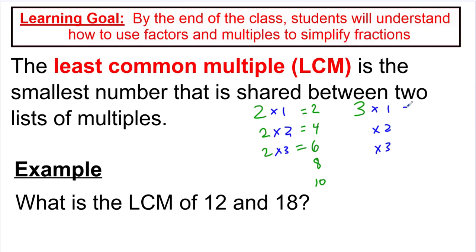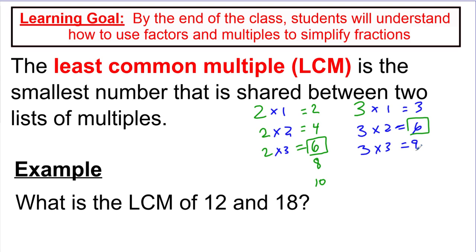So 3 times 1 is 3, okay? 3 times 2 is 6. 3 times 3 is 9. I'm not going to go any further on this list because guess what? I just found the least common multiple. 6 shows up on the multiples of 2 list, and 6 also shows up on the multiples of 3 list, right? Not only do they both show up, but that's the smallest number that shows up on both lists. It is the least common multiple. It is the smallest shared multiplication number.